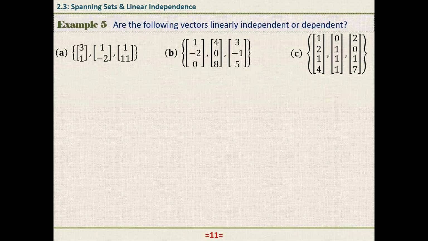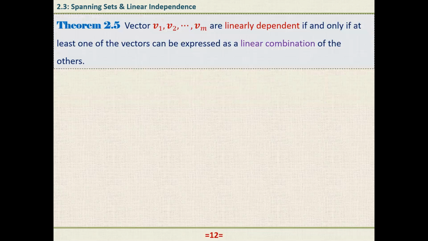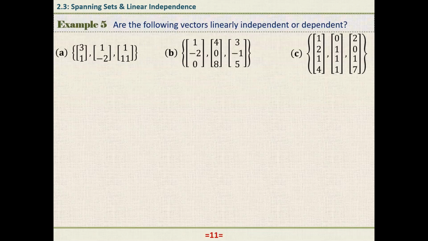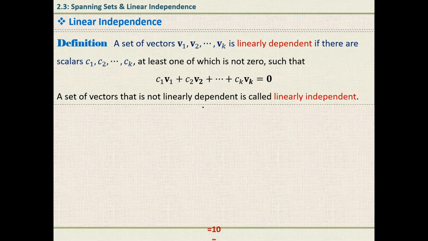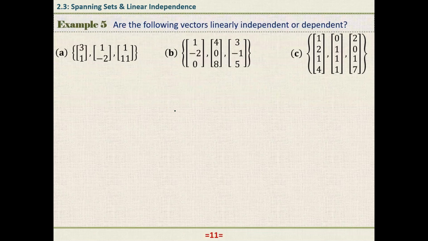Now this theorem gives us a better picture. Vectors v1, v2, ..., vm are linearly dependent if and only if at least one of the vectors can be expressed as a linear combination of the others. So dependent means, for example, that I can express this one, v1, as a linear combination of the others. That means this vector is dependent on the others. It's not an independent vector. We will see this in examples.